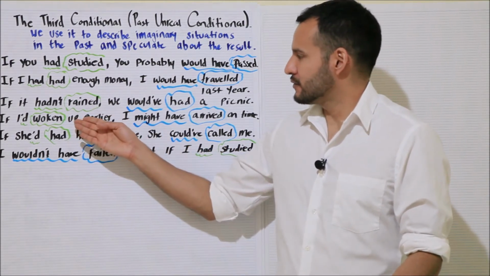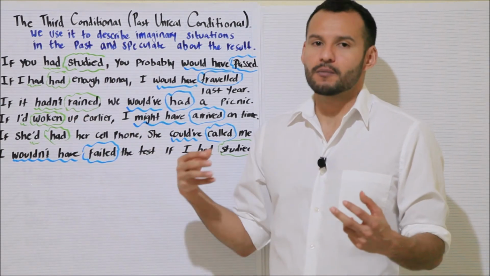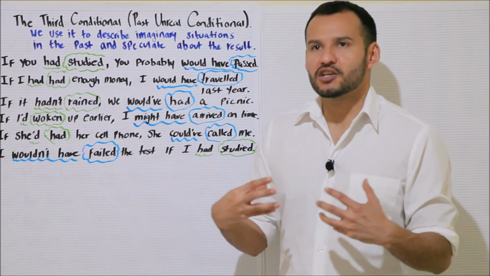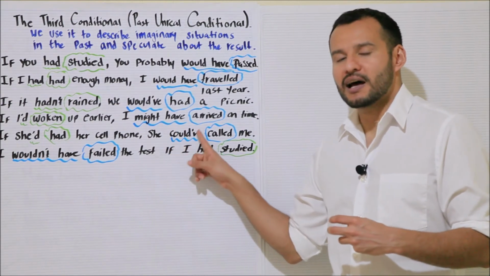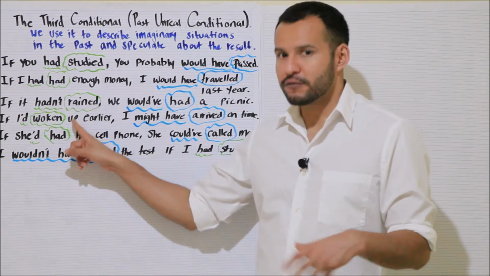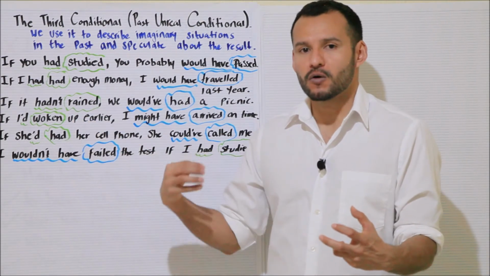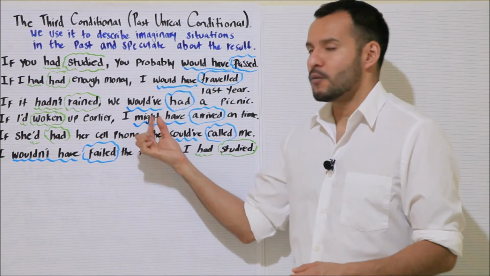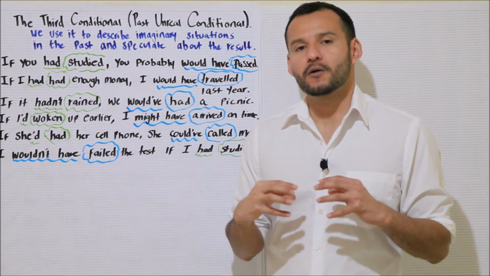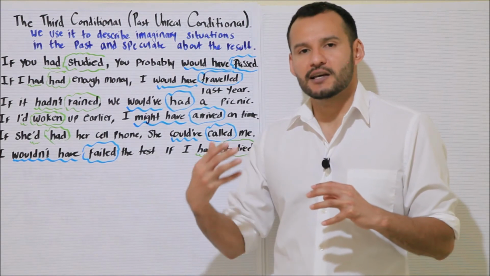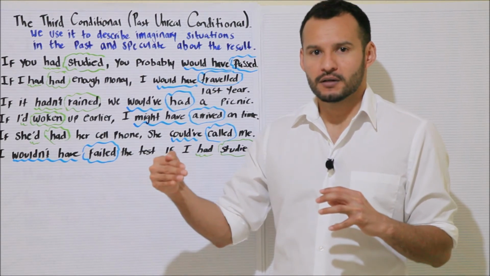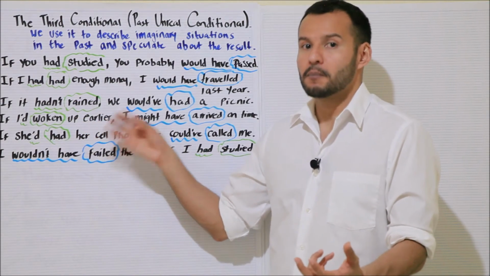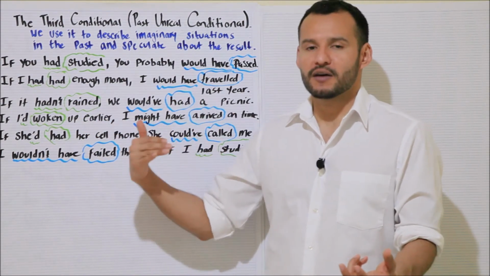So again, the reality is that I didn't wake up early and I didn't arrive to work on time. I am simply imagining or speculating what might have happened if I had done things differently, if I had woken up earlier. In this particular case, I used the modal might, and basically the modal might is like saying that something is possible. So basically it's like saying that if I had woken up earlier, maybe I would have arrived to work on time.